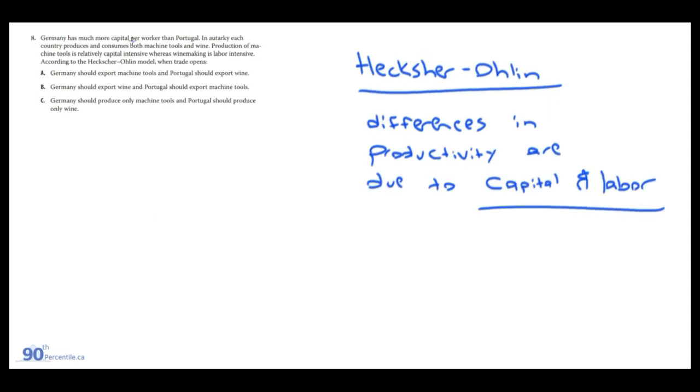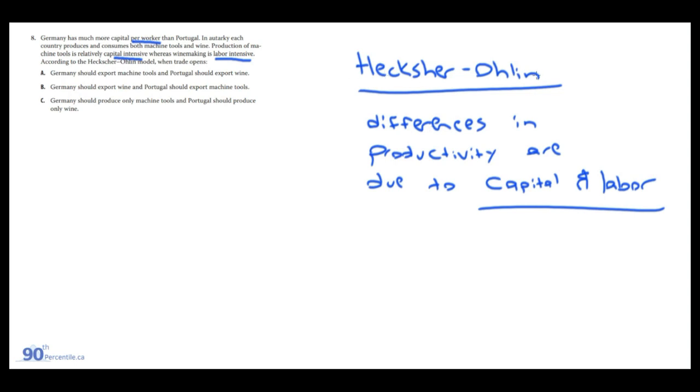Germany has much more capital per worker than Portugal. In autarky, each country produces and consumes both machine tools and wine. We have 2 goods. Production of machine tools is relatively capital intensive, whereas winemaking is labor intensive. According to the Heckscher-Ohlin model, when trade opens, what should Germany do?